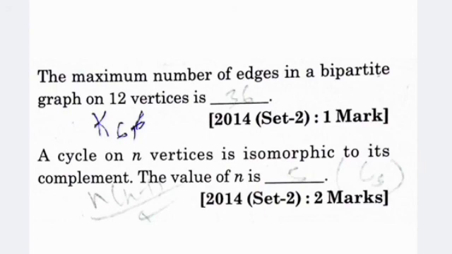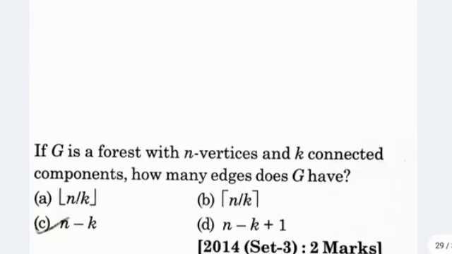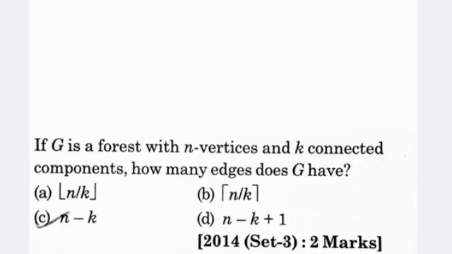Now come to the next question. If G is a forest with n vertices and k connected components, how many edges does G have? There are 4 options. Option A, floor of n divided by k. Option B, ceiling of n divided by k. Option C, n minus k, and option D, n minus k plus 1. So the correct answer is option C, n minus k. Now come to the next question.